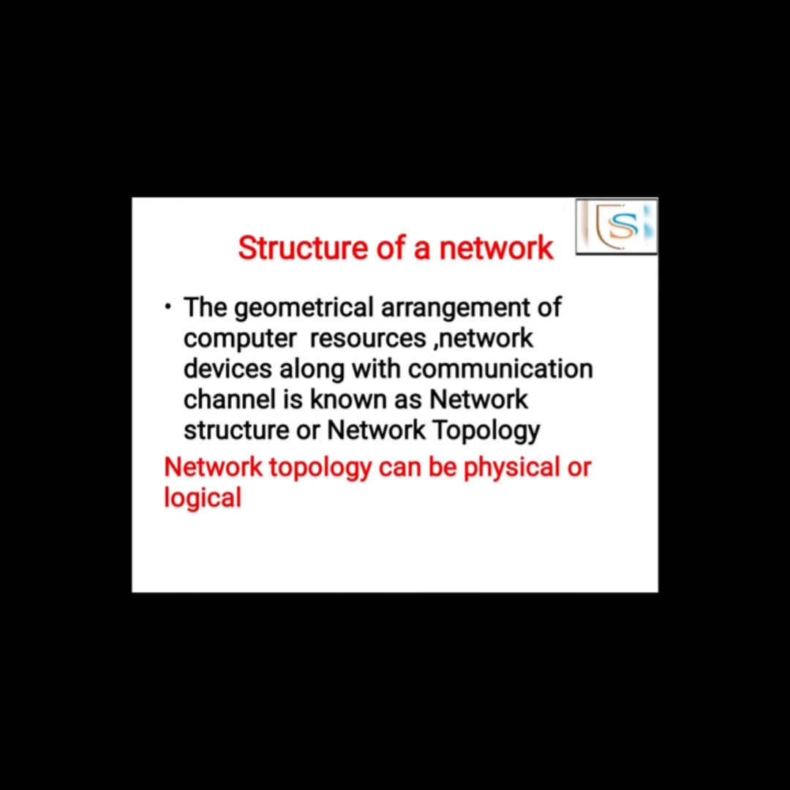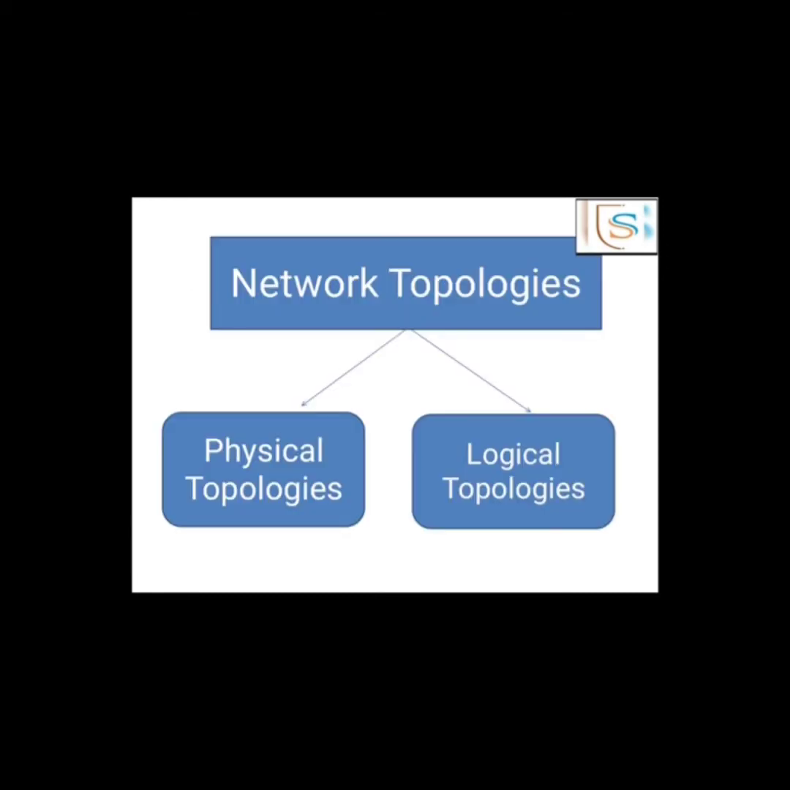So, the geometrical arrangement of computer resources and network devices along with the communication channel is known as network topology. The communication channel can be a wired channel or it can be a wireless channel, that means Wi-Fi, Bluetooth, etc. So now network topologies can be divided into two parts, physical topologies and logical topologies.